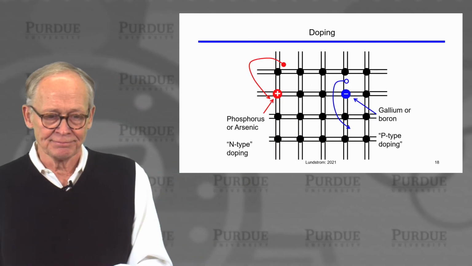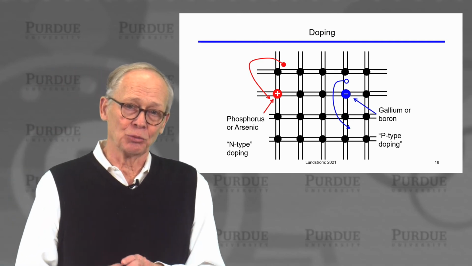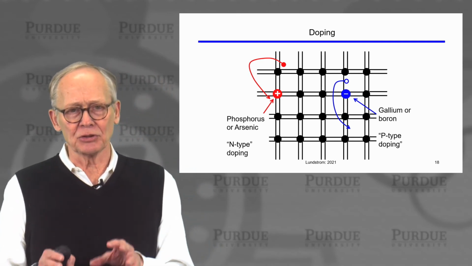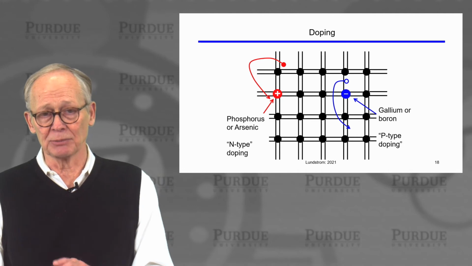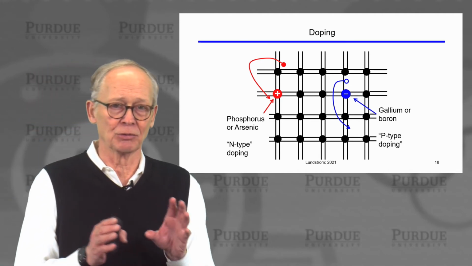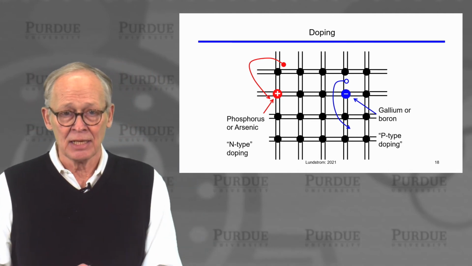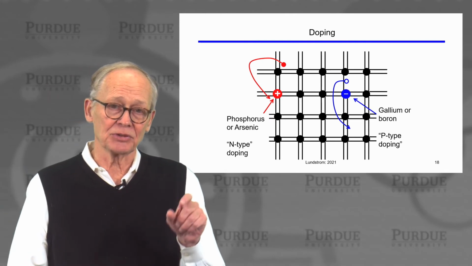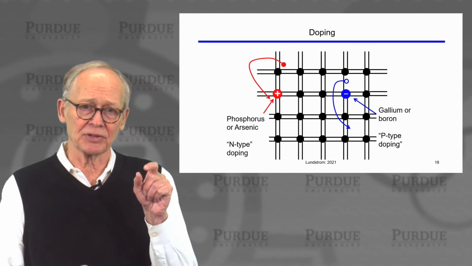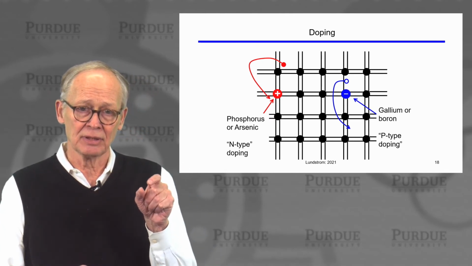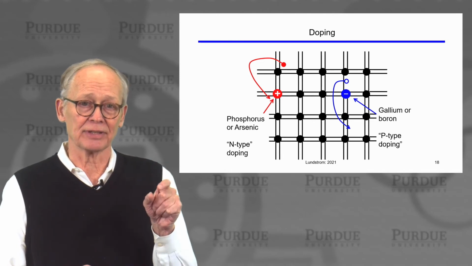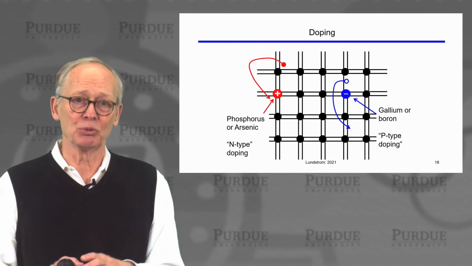Okay. All right, that brings us to doping. What makes semiconductors useful is that we can dope them. We can put more electrons in the conduction band or more holes in the valence band. We do that by substituting a small percentage of the silicon atoms in the lattice with an impurity. It's an impurity we intentionally put in there.